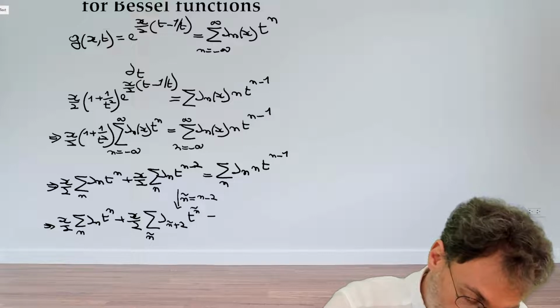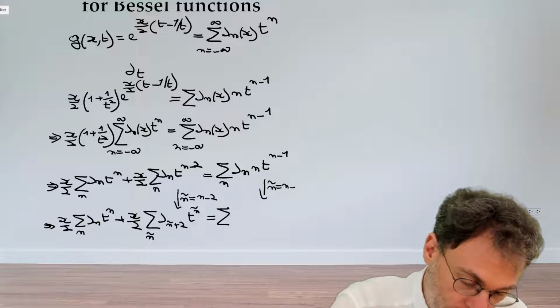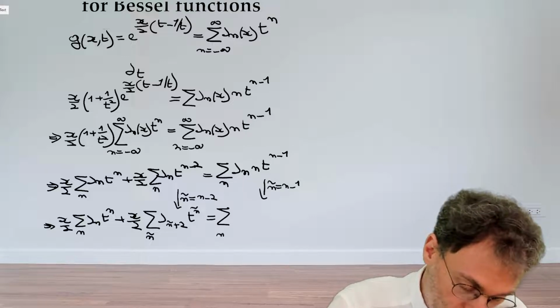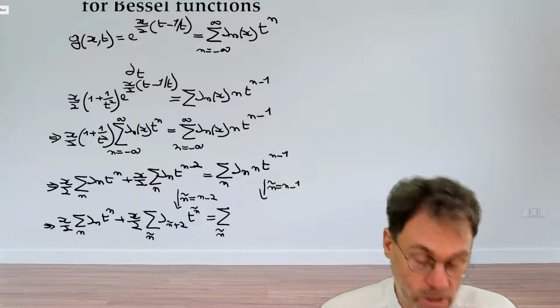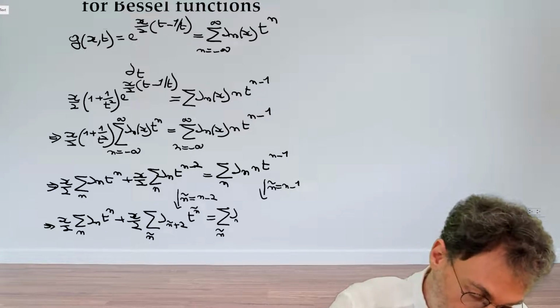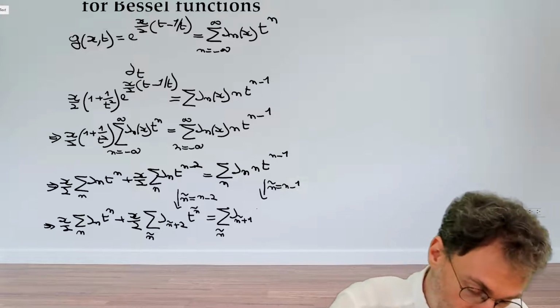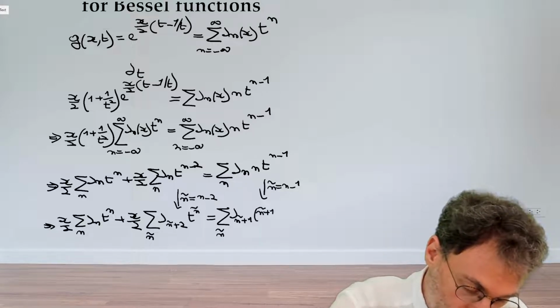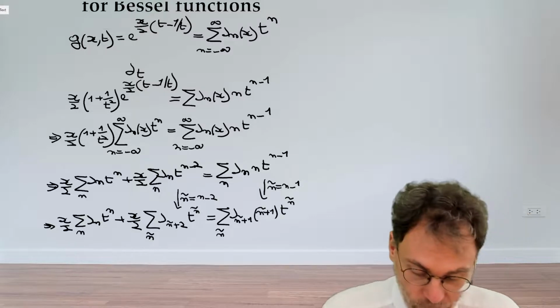And now it's a lot easier to identify like powers of t. And then we play the same trick for the right-hand side here. But now we have n prime equal to n minus 1. So n prime will also run from minus infinity to plus infinity. Here we have a Bessel function of order n prime plus 1. And n here becomes n prime plus 1. And then we have t to the power of n prime.